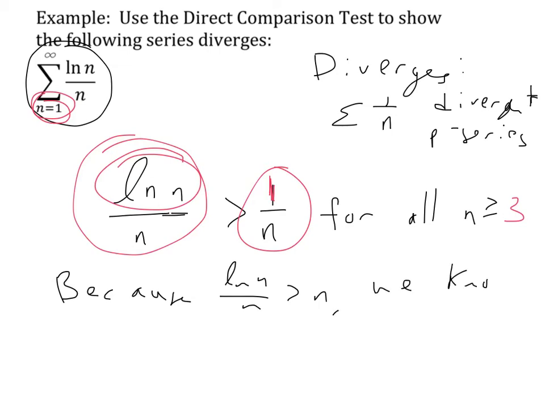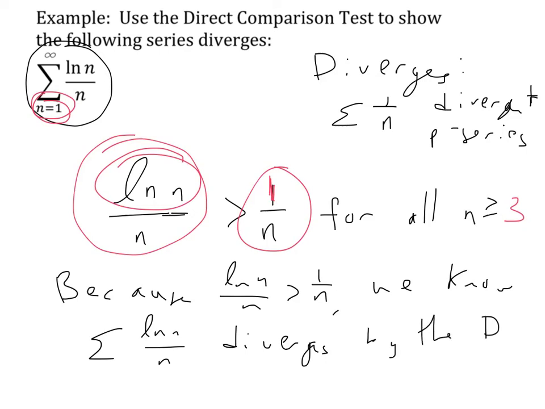we know that the sum of the natural log of n over n diverges. Whoops, this should have been 1 over n. It diverges by the direct comparison test, right?